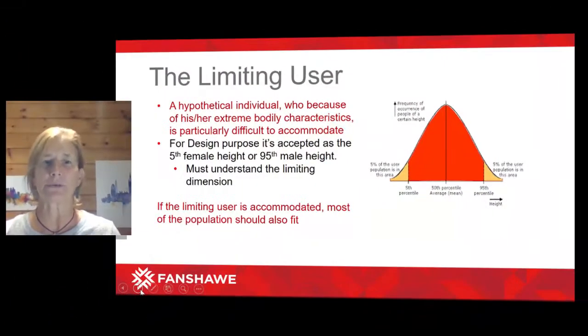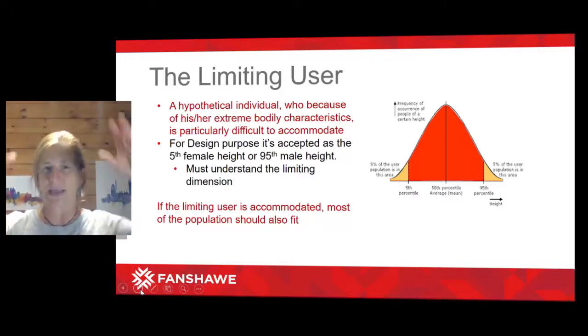So from a perspective then, we have to think, who is the limiting user? Who would be most limited by this design? So if the limiting user is accommodated, most of the population should be able to do it. So again, if we did the biggest hand, then anybody with a small hand should be able to get their hand in there. And if we did it to the smallest height from a reach standpoint, then the tall person should be able to get it.